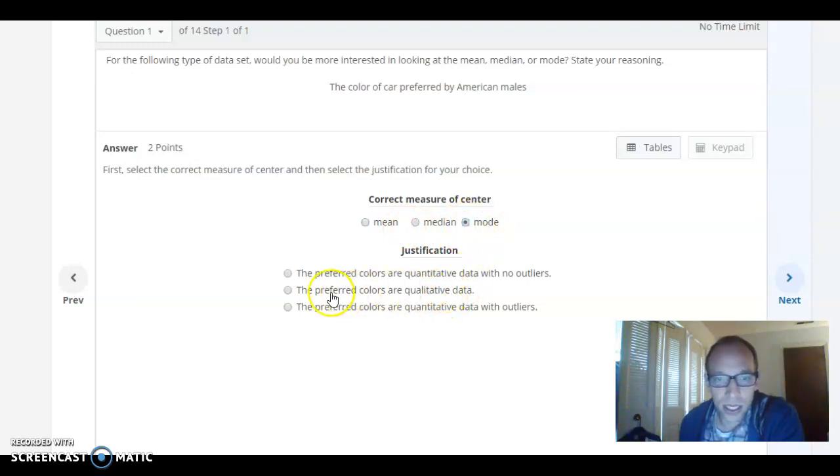So we do have qualitative here, the preferred color. Quantitative with outliers would go with median if that was the case for the data set. And if it didn't have outliers and it was quantitative, that's when we would want the mean.